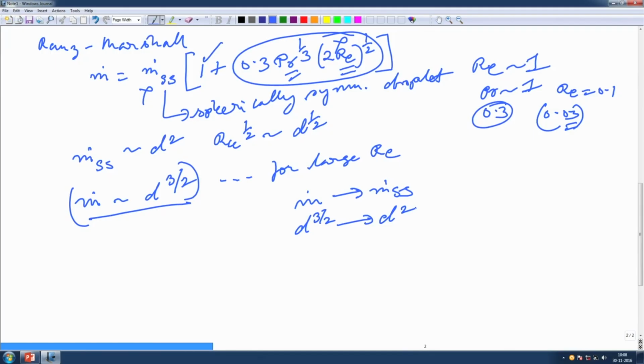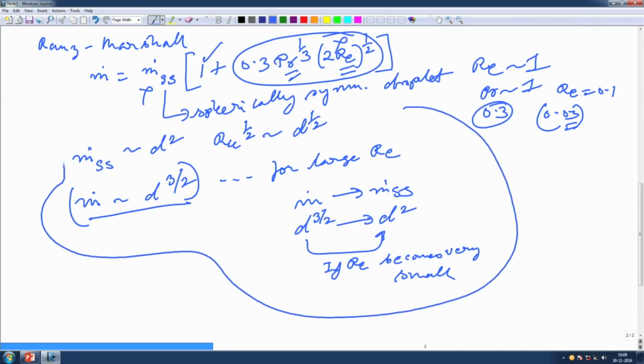Right. Okay. This happens if your Re becomes very small. Got the idea? Got the clear-cut idea of what this could be, right?